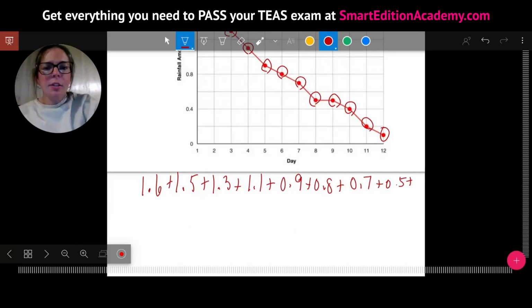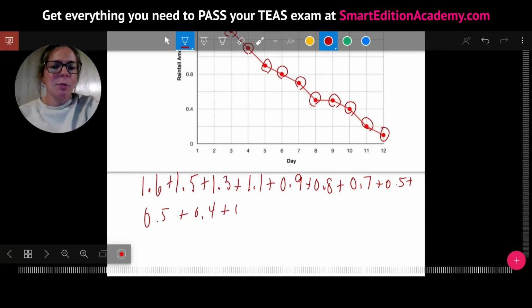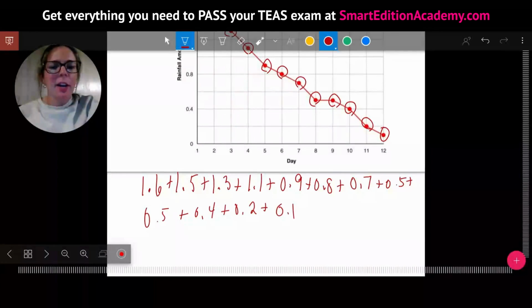Okay, so a lot of this is also just trying to keep yourself organized, writing things out so they're easy to read, and so you can come back to this when you have to plug it in your calculator. Okay, so once you have written out all of your different data points, you found all the values, you're going to add them all together.